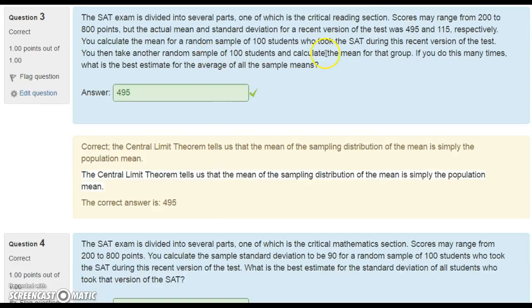Okay, here we have an SAT where scores are normally distributed. We have the population mean and the population standard deviation. We take a random sample of 100 students, and then we take another random sample of 100 students, get the average score, and so on. What's the average of all of these averages? Well, central limit theorem tells us that's just the population mean. The mean of the distribution of sample means is just the original mean.